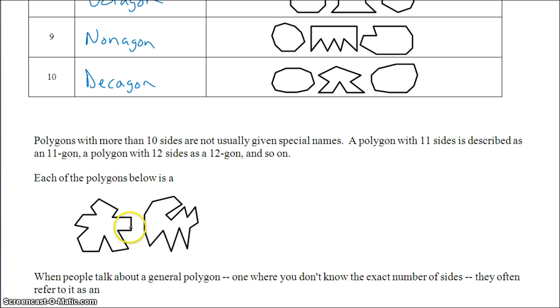If we look at these polygons, both of these polygons have 1, 2, 3, 4, 5, 6, 7, 8, 9, 10, 11, 12, 13, 14, 15, 16, 17 sides. So there's a name for these, but we're just going to refer to them as 17-gons.